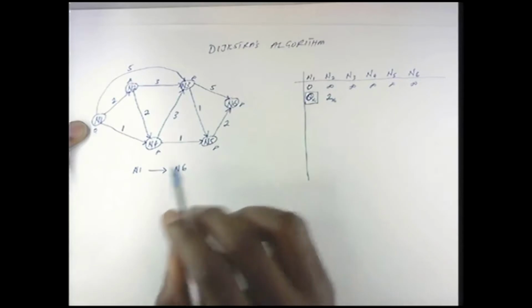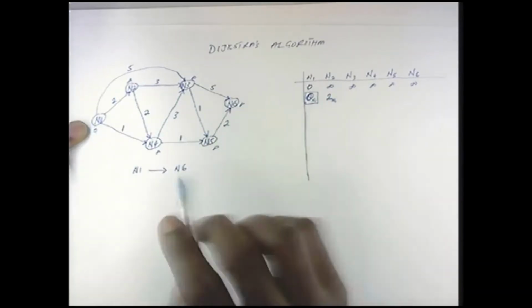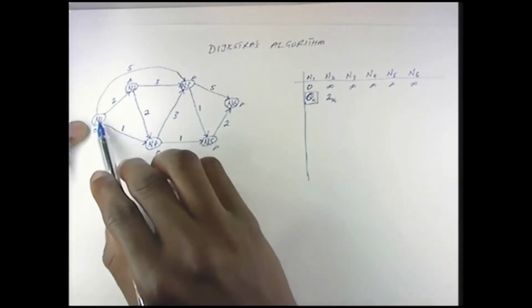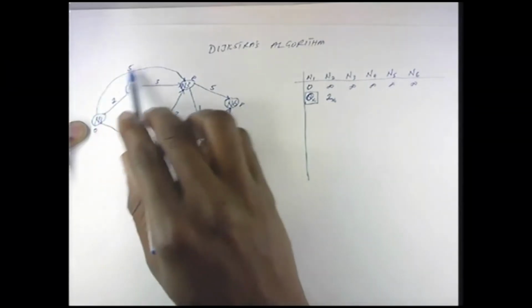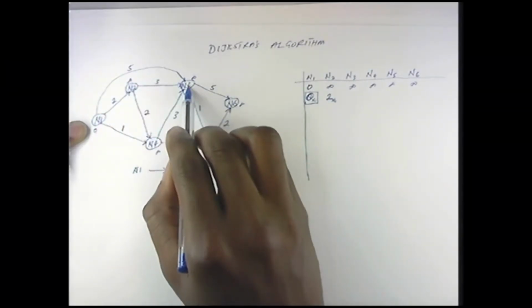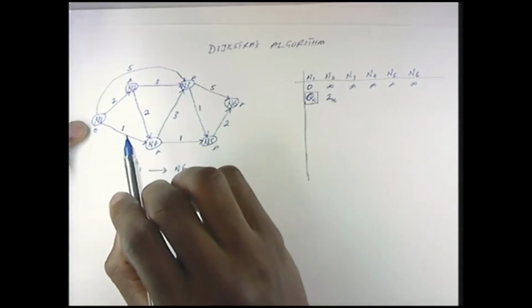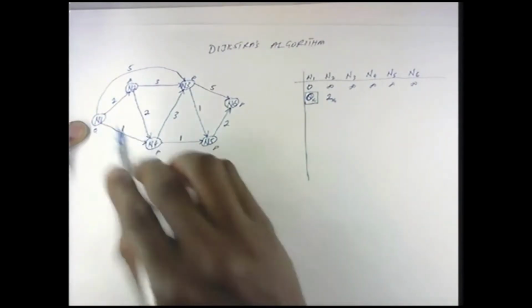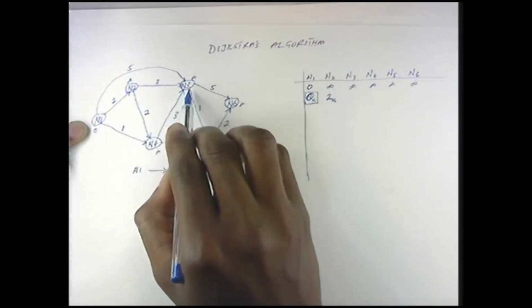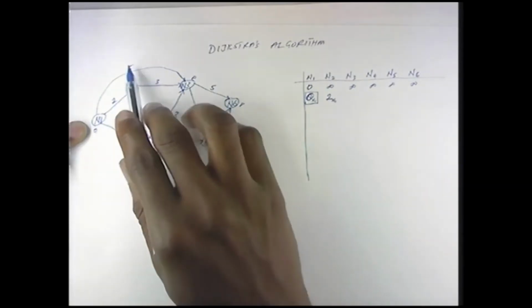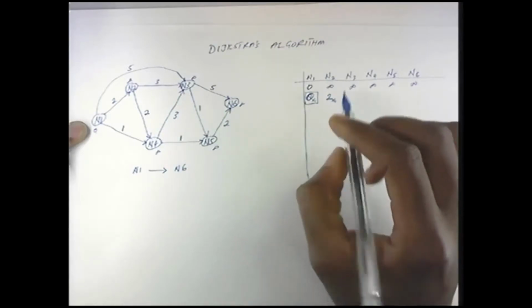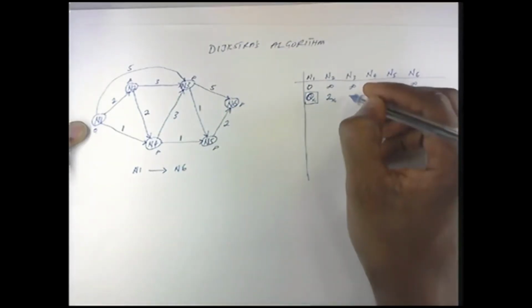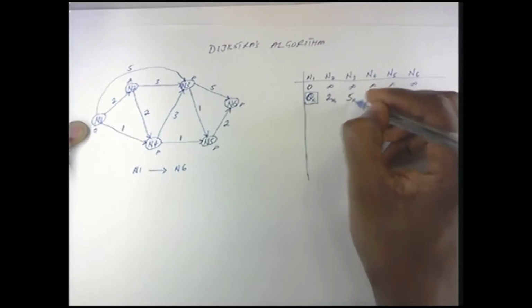Now let's look at from N1 to N3. Now from N1 to N3, there is a direct link this way to N3, and that is at a cost of 5. So it means I can reach N3. Now 0 plus 5 is 5. 5 compared to infinity, 5 is smaller. So I have 5, and this is coming from node 1.